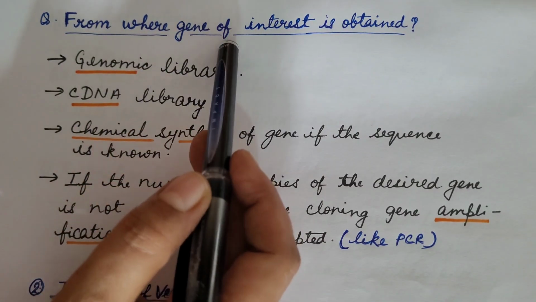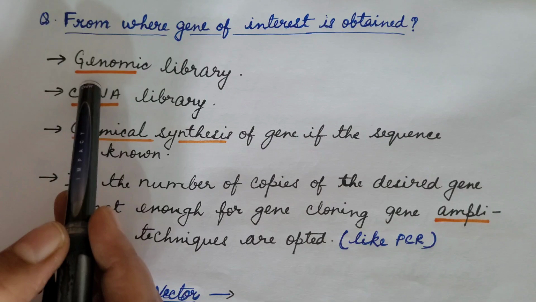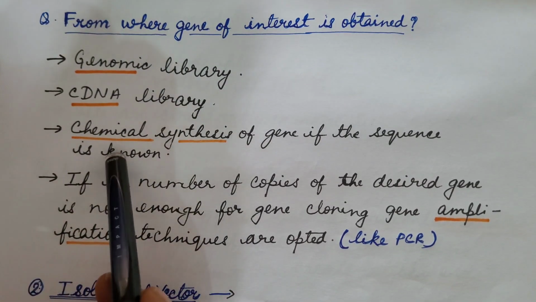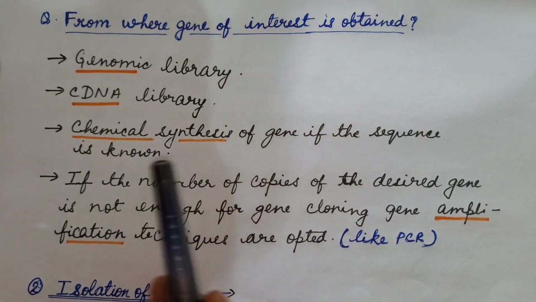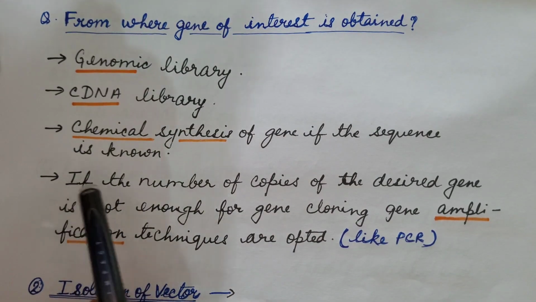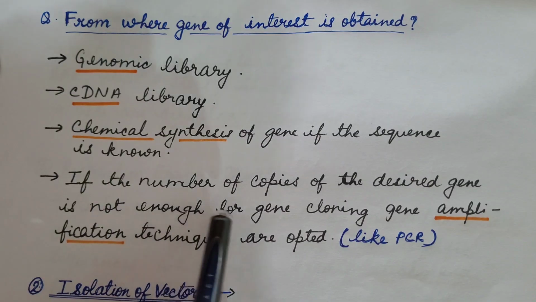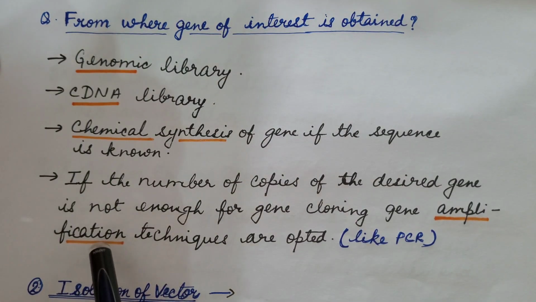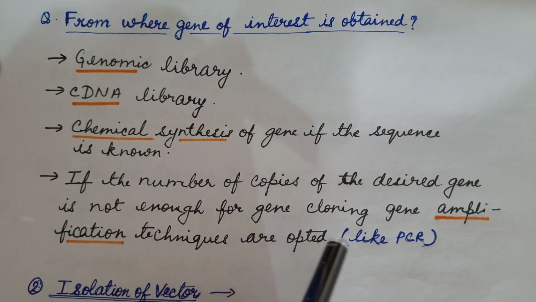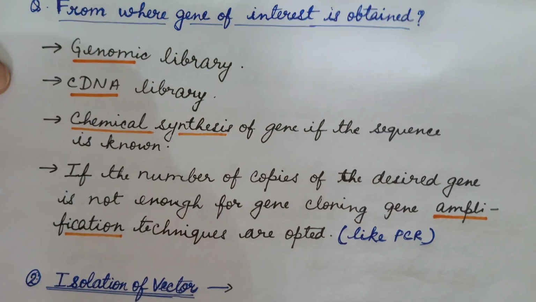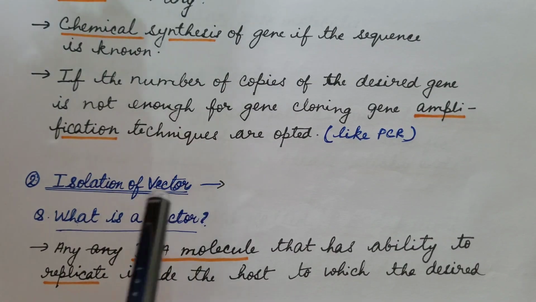So from where is the gene of interest obtained? It is obtained from a genomic library, a cDNA library, or chemical synthesis of the gene if the sequence is known. If the number of copies of the desired gene is not enough for gene cloning, gene amplification techniques are opted for, like PCR, polymerase chain reaction.